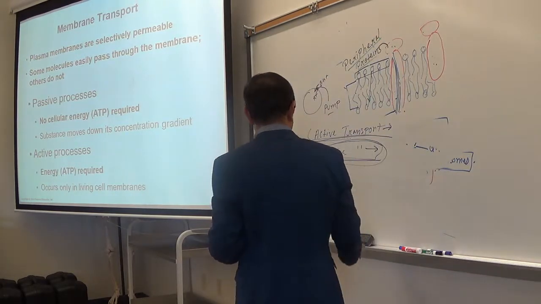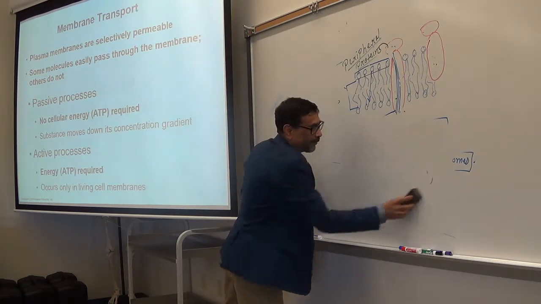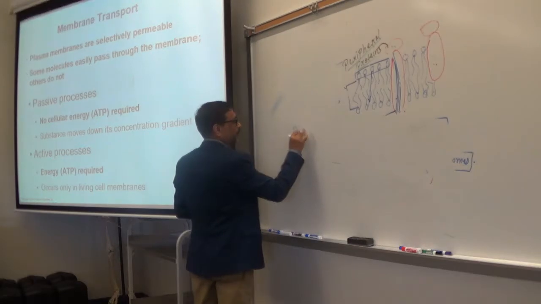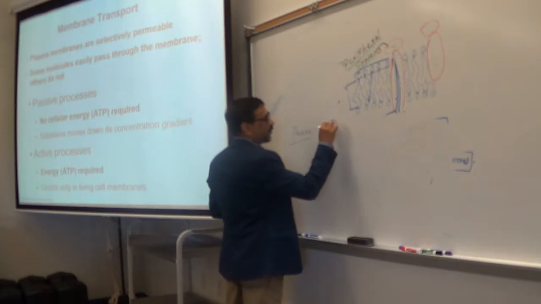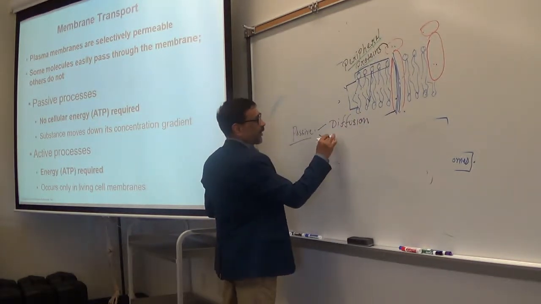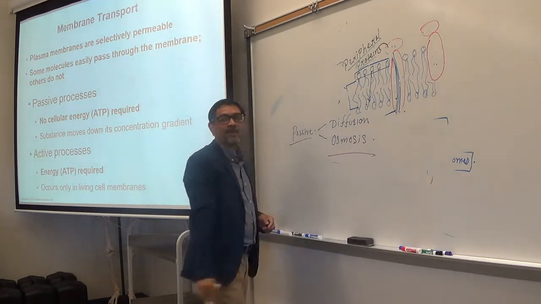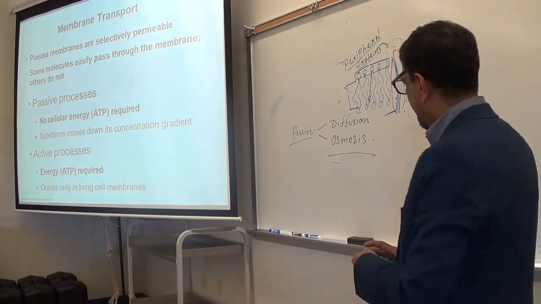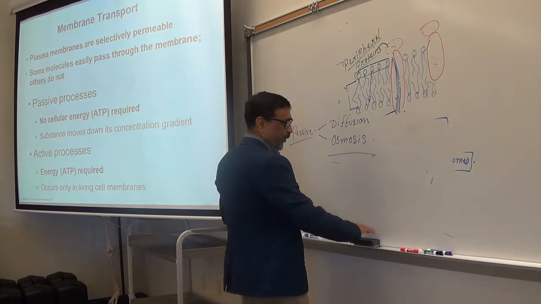So those are the differences. Now, there are two types of passive transport. One is called diffusion, another is called osmosis. These two are important passive transports. There are a couple others, just know these two, diffusion and osmosis. I will explain these two.